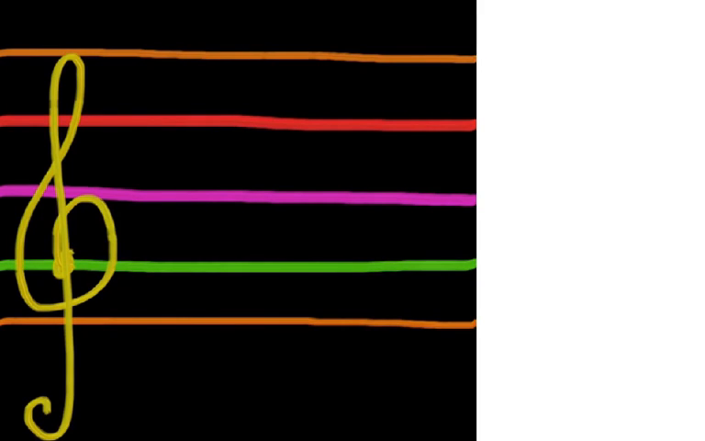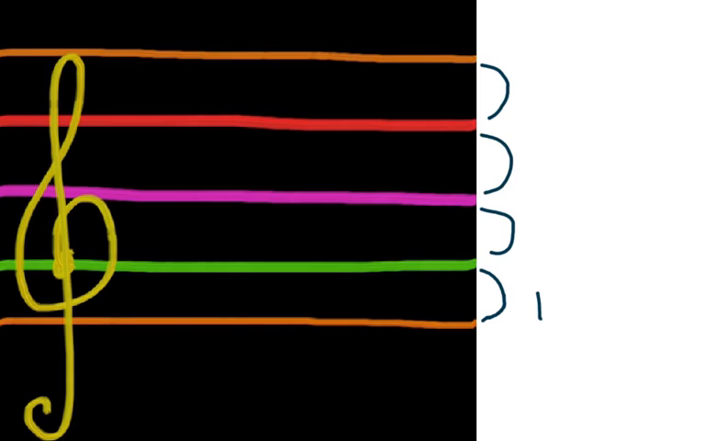So here we're doing a lesson on the names of the spaces in the treble clef. On the musical staff, when we talk about the space, we're talking about the space in between two lines, right? That's the first space, the lowest one. There's another space in between those lines. There's another space in between those lines. And there's another space in between those lines.